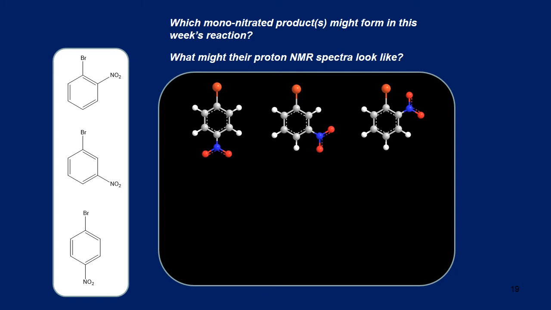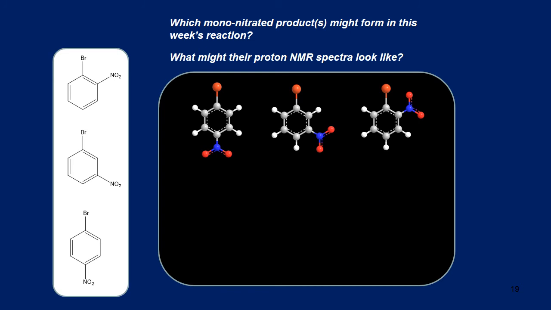But remember, we've already decided that IR spectroscopy can't tell us where the nitrates went. It can only tell us that they're there. So in order to determine the location of those nitrates, we have to resort to our proton NMR experiment. So here I've drawn three potential regioisomers of nitrobromobenzene.